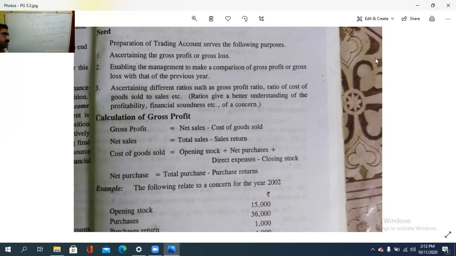So these are the things that you need to take care of while preparing the trading account. Formula for calculating the gross profit is equal to net sales minus cost of goods sold. Net sales is the total sales minus sales return. Cost of goods sold is the opening stock plus purchases plus direct expenses minus closing stock. And net purchase is equal to what? Total purchase minus purchase returns.